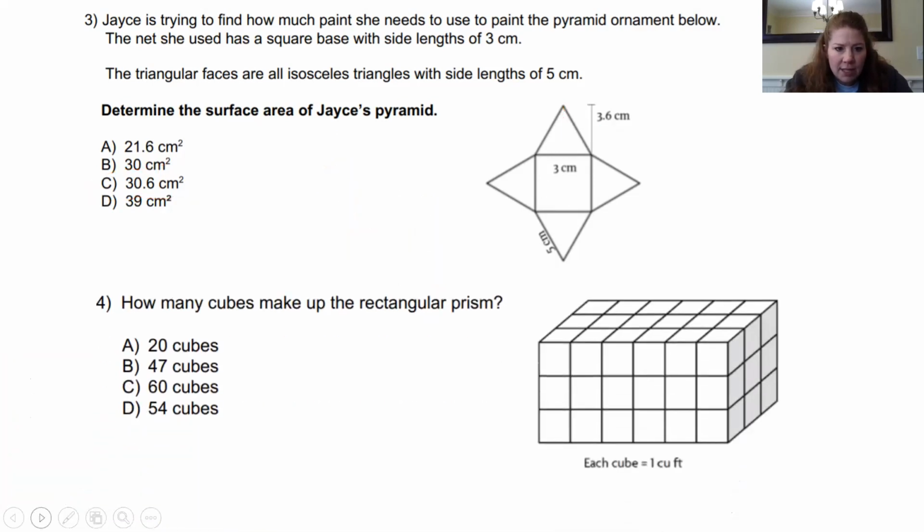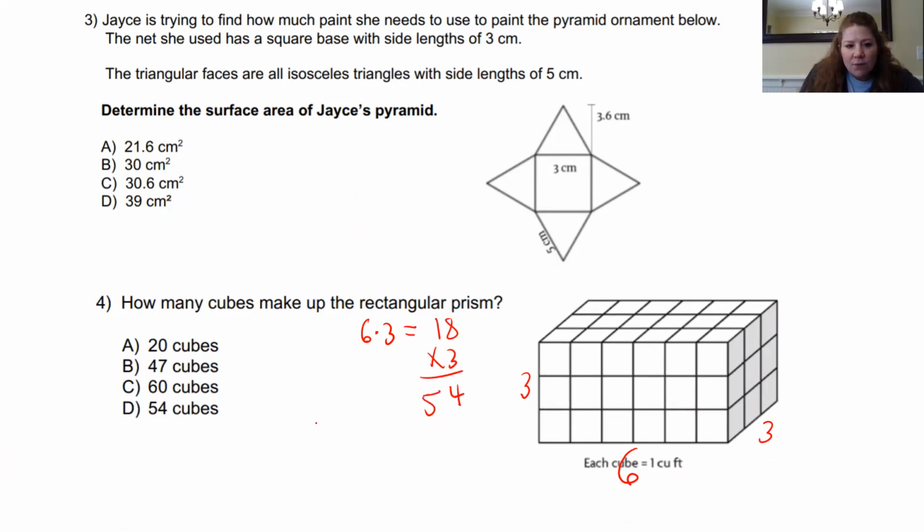All right, number 4, how many cubes make up this rectangular prism? So this rectangular prism is 1, 2, 3, 4, 5, 6 units long, 3 units wide, and 3 units tall. So for volume, we're multiplying 6 times 3, which is 18, and 18 times 3, which is 54 cubes. So this prism is made up of 54 cubic feet cubes. I don't know if I said that right, but that's the answer.